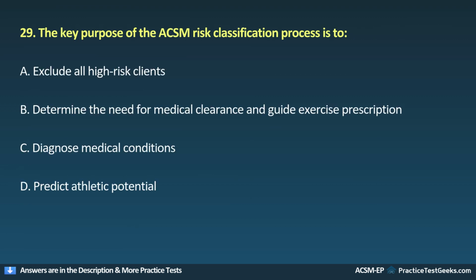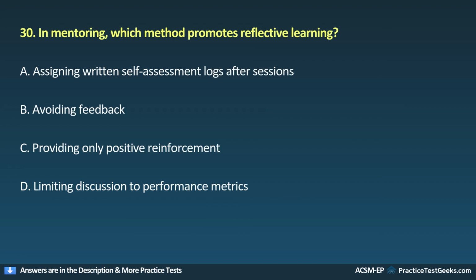29. The key purpose of the ACSM risk classification process is to A. Exclude all high-risk clients. B. Determine the need for medical clearance and guide exercise prescription. C. Diagnose medical conditions. D. Predict athletic potential. 30. In mentoring, which method promotes reflective learning?